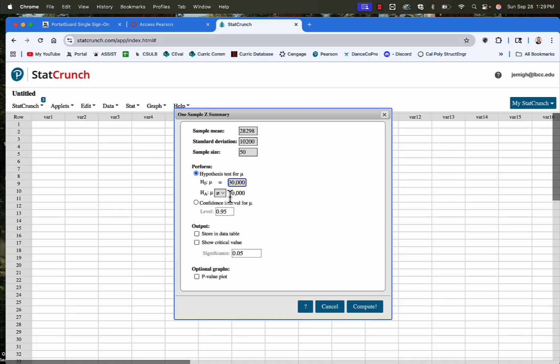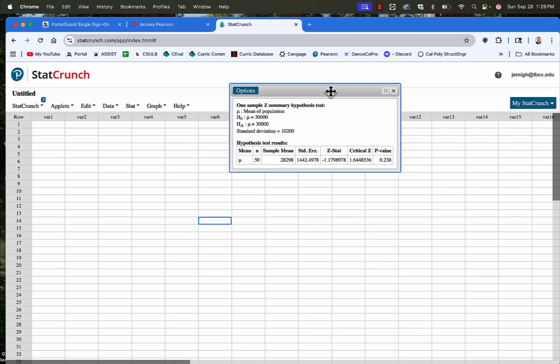This looks good. One last thing. All right, I think we're set up. That's x bar, that's sigma, that's lowercase n. This looks good, and compute.